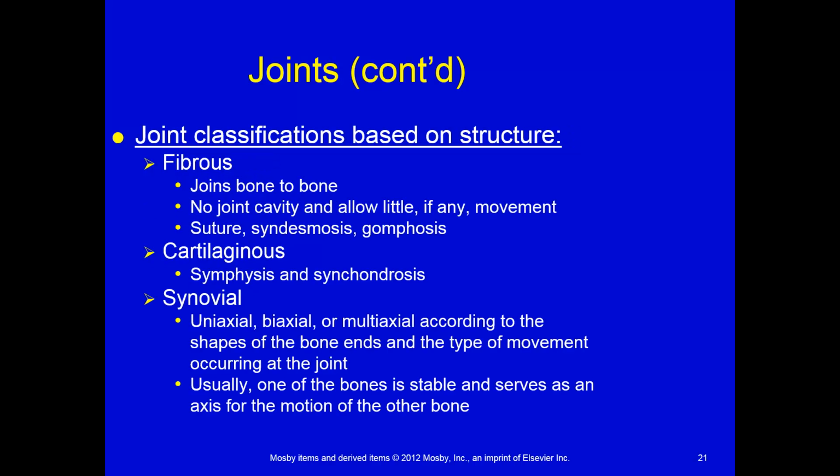So the first type of that classification is fibrous joints. This is the type of joint that joins bone to bone. There really is no joint cavity associated with fibrous joints, and it allows for little, if any, movement at all. There are a couple of different types of fibrous joints. The first is, again, like I was talking about before, the suture type of joint, like the interlocking flat bones of the skull, right?